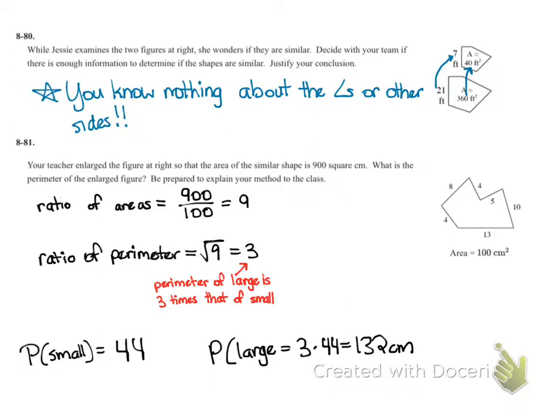So if I know stuff about a squared unit, then I can square root that to get information about a unit that's not squared. So the ratio of the perimeters would just be the square root of the ratio of the areas, or 3. So I know that the perimeter of the larger figure is 3 times that of the smaller figure. So I found out that the perimeter of my smaller figure was 44 centimeters. And so if I wanted the perimeter of my larger figure, I can do 3 times 44, and I get that the perimeter of the larger figure must be 132 centimeters.